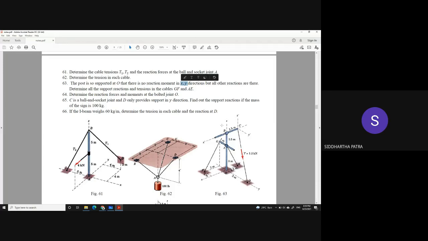So the idea is you get all the reactions, that is Rx, Ry, Rz at O, and the reaction moment, let's say Mz, but you do not get any reaction moment in X and Y. That's the idea. After that, you will have to solve for all the variables: the tensions in the 2 cables and the 4 unknowns at O. So a total of 6 unknowns you will have to figure out.